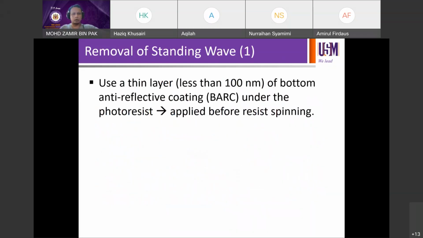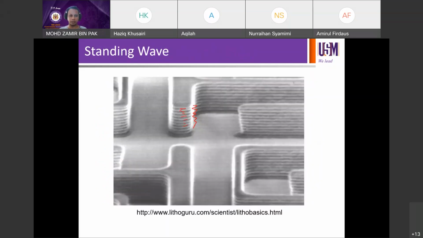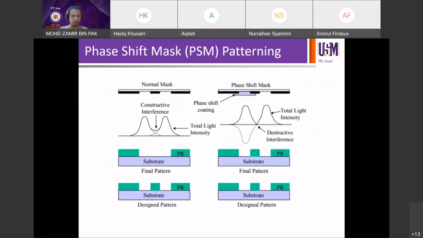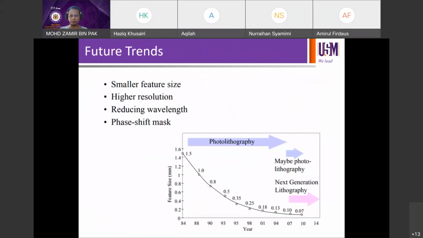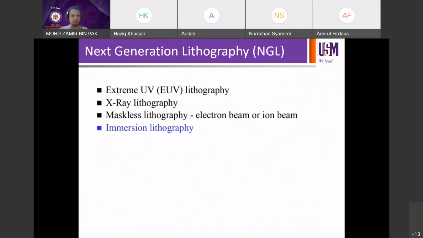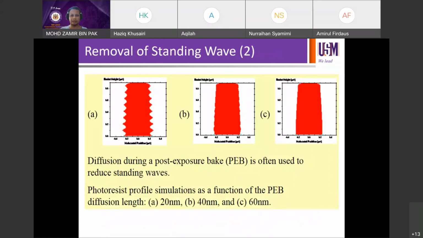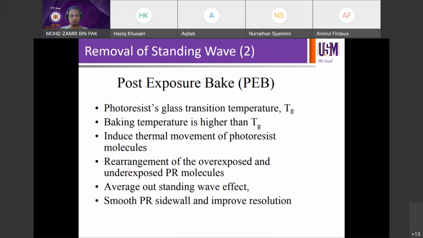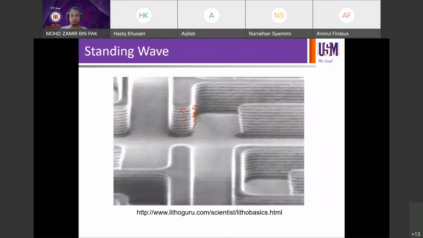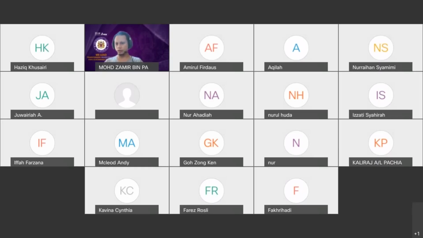So let's just stop here. Later we'll stop for 10 minutes, then I'll come back to continue standing wave, and then a bit on LER. That is part of the assignment, and then we're going to finish off with this part, and perhaps we can continue with etching a little bit before we stop our today's class. Right? Any questions so far? No, Doctor. Is it clear? Yes. Anyone with questions?